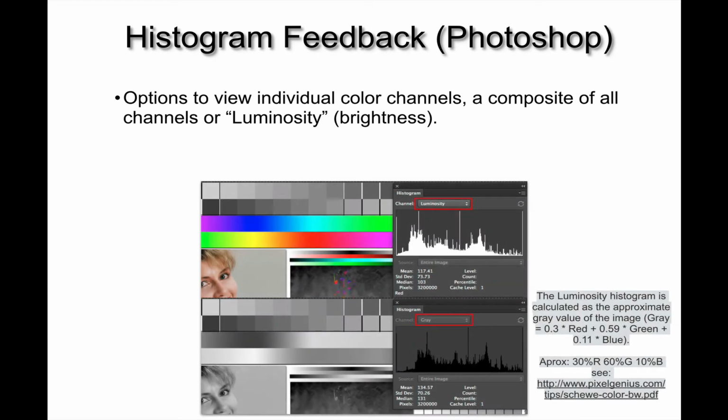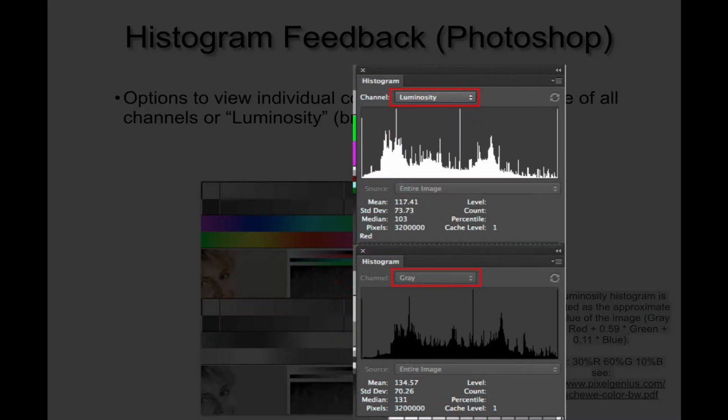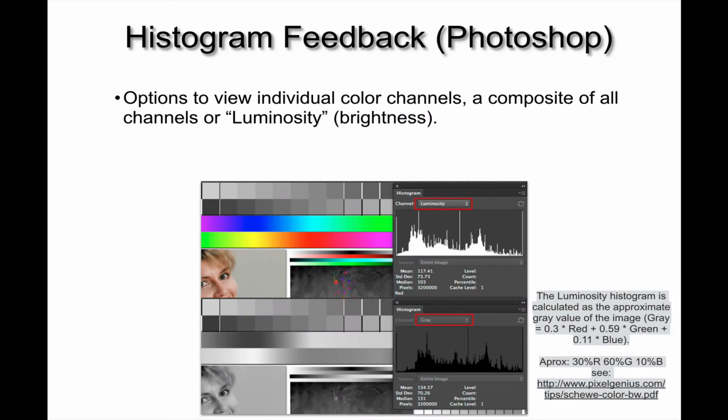The luminosity histogram is calculated very similarly to how Photoshop converts color images to grayscale. So what you're seeing down below is, up at the top, I have the histogram of this particular image set for luminosity. And if I convert the image to grayscale using the standard image mode grayscale conversion, you see the histogram down below looks almost identical.